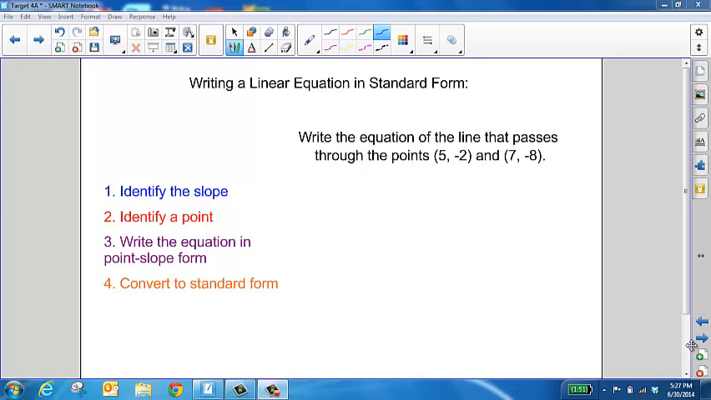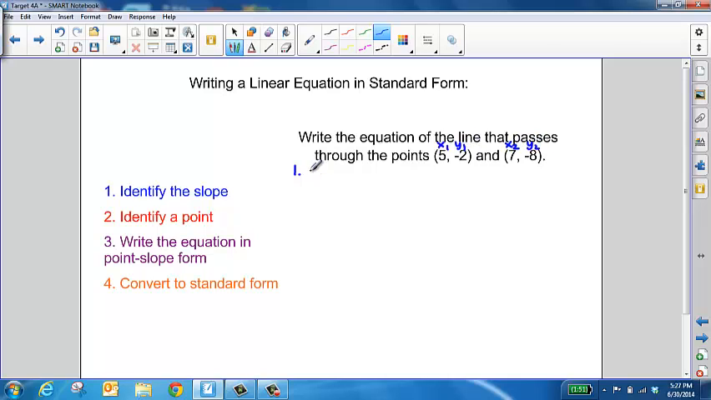When writing a linear equation in standard form, you're going to start off the same way as if you were writing an equation in slope-intercept or in point-slope form. The first thing that you always want to do is identify that slope. So you're going to go ahead and let your points be x1, y1, and x2, y2 again.